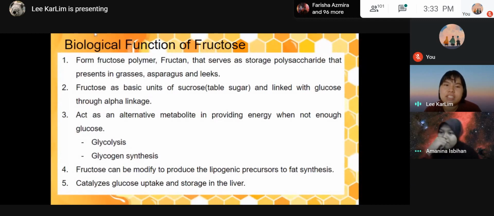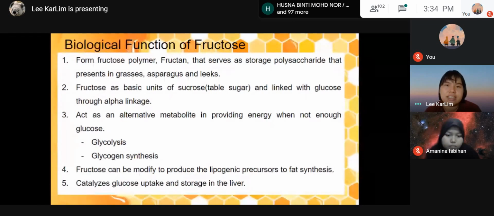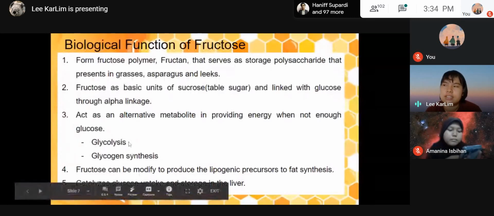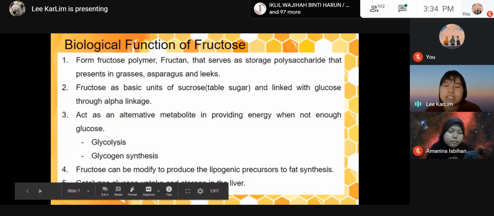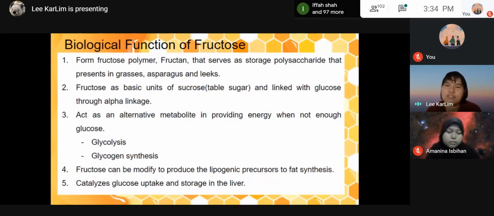In biological function, fructose can act as an alternative metabolite in providing energy when there is not enough glucose. For example, in cellular respiration, it can be involved in glycolysis by entering the glycolysis cycle if the glucose is not enough. Fructose can also be modified to produce the lipogenic precursor for fat synthesis. Therefore, we know that we shouldn't consume a lot of fructose.